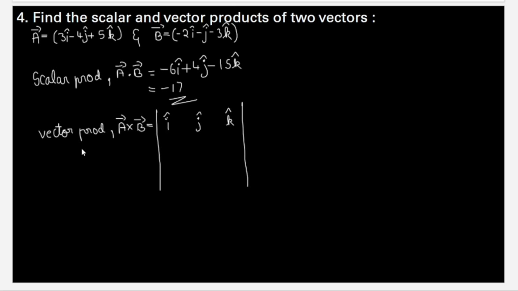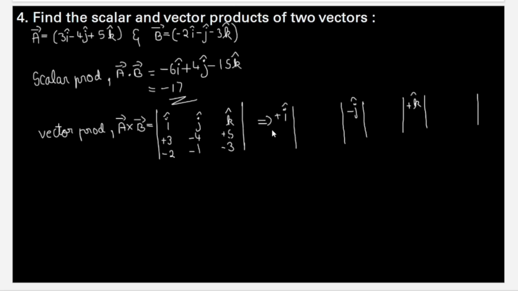For the vector product, A vector cross B vector is equal to the determinant with i cap, j cap, k cap. In these places, we will be putting these values. For A vector, i cap first is plus 3, j cap is minus 4, k cap is plus 5. Then in B vector, minus 2 i cap, so minus 2, then minus 1 j cap, then minus 3 k cap. In the next step, we arrange i cap, j cap and k cap separately. Also remember, in the second step, j cap should always be minus.